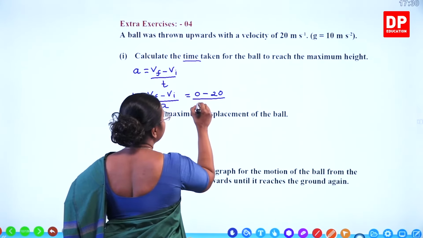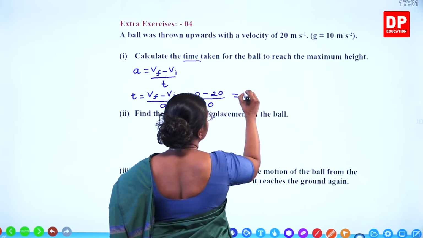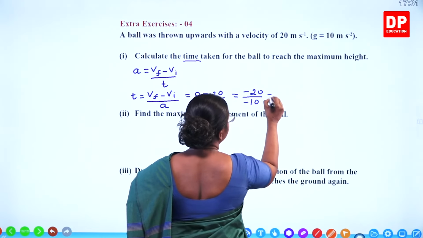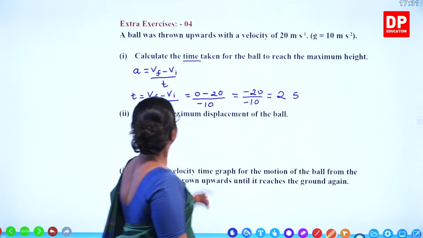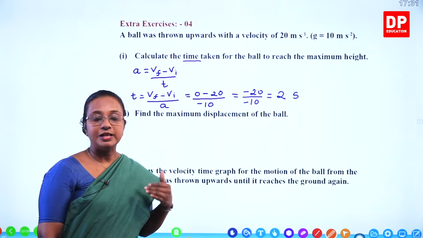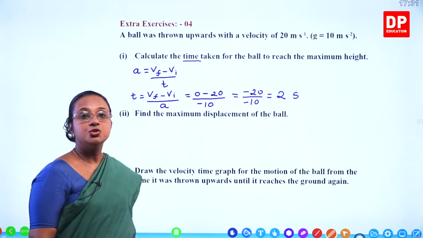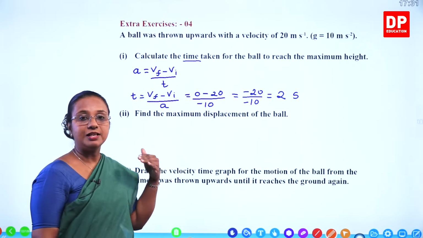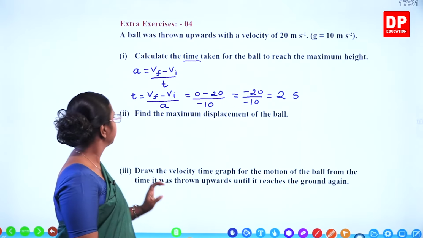So that is going to be minus 10. Therefore, we get the values as minus 20 divided by minus 10. That is going to be 2 seconds. So the time will be 2 seconds. The object will reach the maximum height in 2 seconds. So here the object is the ball. So the ball will go to its maximum height at the end of 2 seconds.